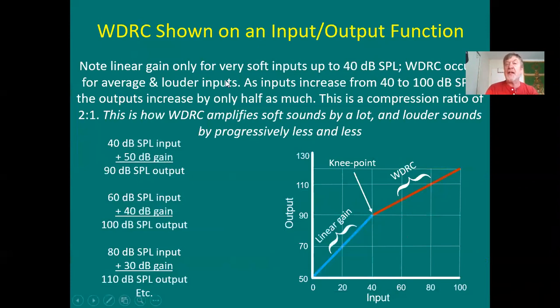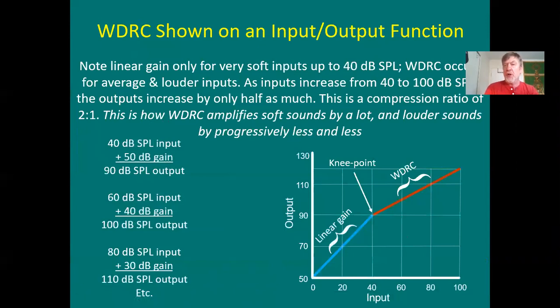So note, linear gain is only for very soft inputs, it says here, up to about 40 dB SPL knee point. WDRC then occurs for average and louder inputs. As the inputs increase from 40 to 100, the outputs increase by only half as much. This is a compression ratio of 2 to 1, and this is how WDRC amplifies soft sounds by a lot and louder sounds by progressively less and less.